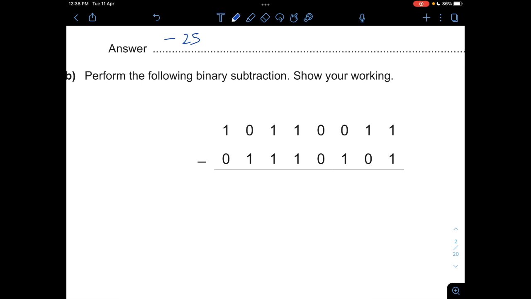Perform the following binary subtraction and show your working. Okay, so here let's see. 1 minus 1 is 0. 1 minus 0 is 1. And here, because it is 0, we will temporarily not calculate this one. We will look at the leftmost number. So 1 minus 0, you get 1. 1 minus 0, you get 1.